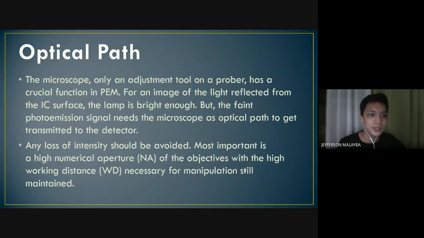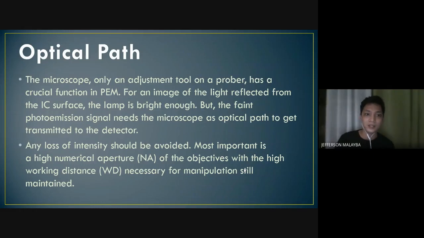So any loss of intensity should be avoided, and most important is a high numerical aperture, or NA, of the objective, with high working distance and necessary manipulation still maintained. So yung NA natin, commonly known yan, ginagamit yan sa mga cellphones natin or specs siya ng camera natin. So yung NA na yan, normally the higher the better yung number niyan. The higher the number, ibig sabihin nun, mas malaki yung amount ng light na makaka-capture ng isang camera. Yun yung meaning ng a high numerical aperture.